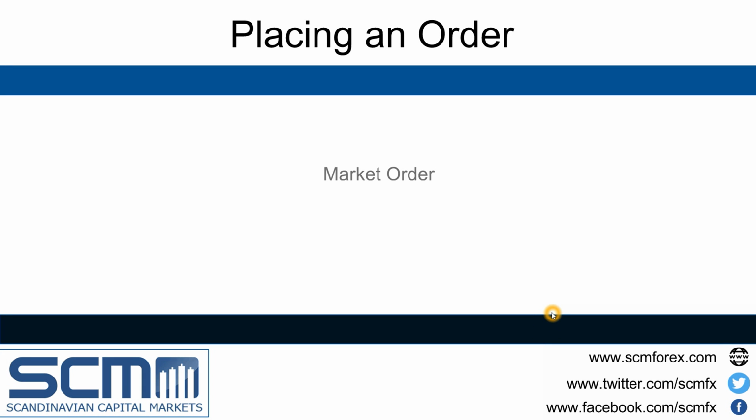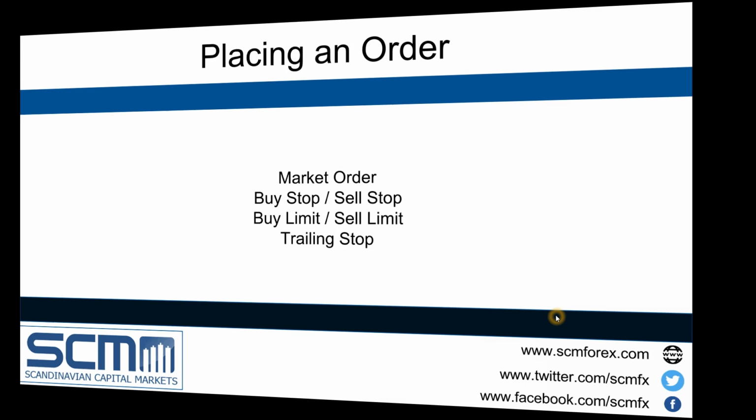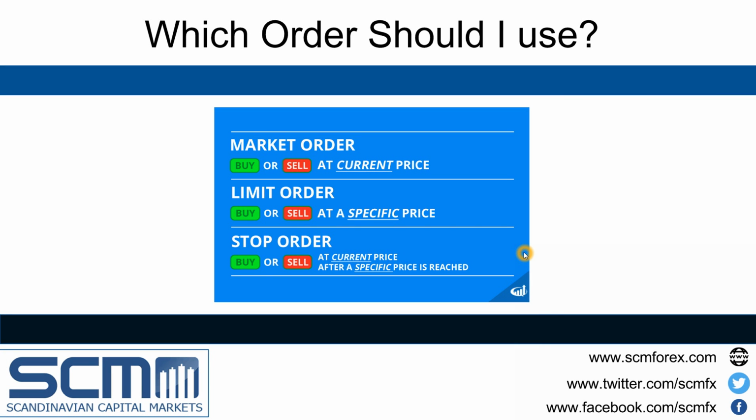And so basically there are several types of orders. There are market orders, stop orders, buy or sell stops, limit orders, buy or sell limits, and then we have our trailing stop. So what's the difference? Well, in essence, a market order is when you simply want to enter the market at the current price. Whether you're buying or you're selling, I just want in. And so you can enter a market order. A limit order is when you want to enter the market at a specific price.